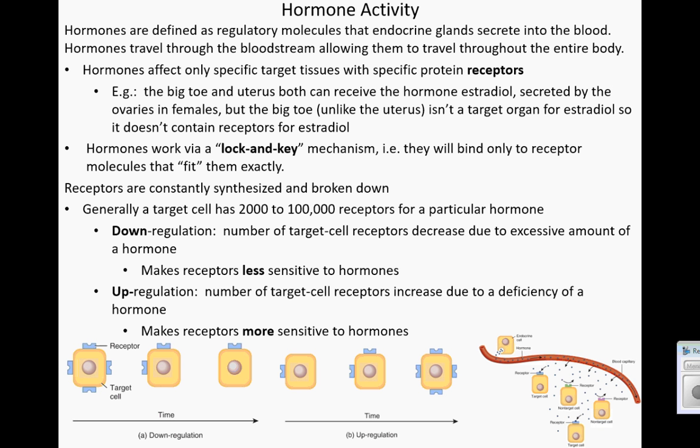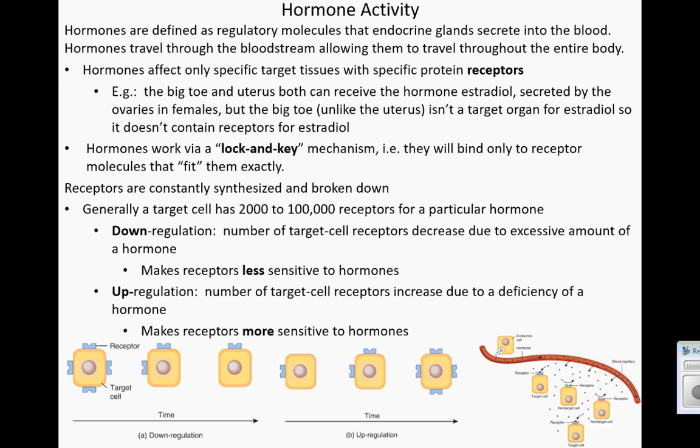Speaking of those receptors, our receptors are constantly synthesized and broken down by the cells. Generally, the number can range between 2,000 and 100,000. It's a very big difference. And we will change the number of cell receptors or hormone receptors based on the concentration of the hormone in the body. If there's a whole bunch of a hormone, we aren't going to need as many receptors. We'll perform what we call downregulation, where we'll take away the number of receptors in order to make them less sensitive to the hormone.